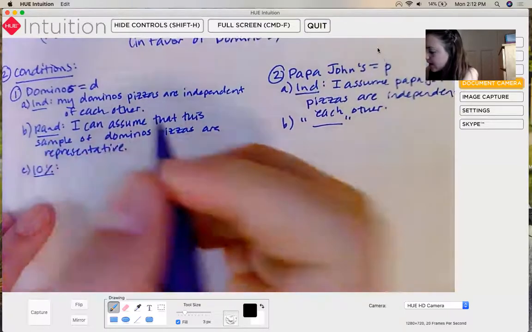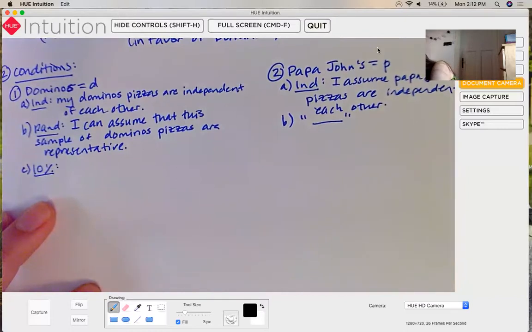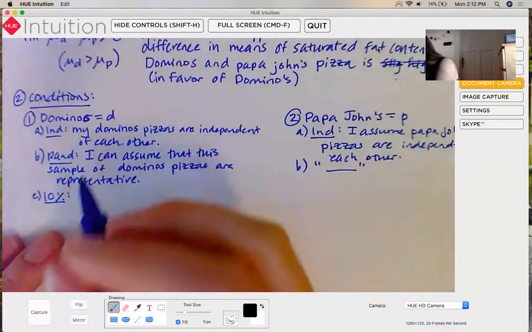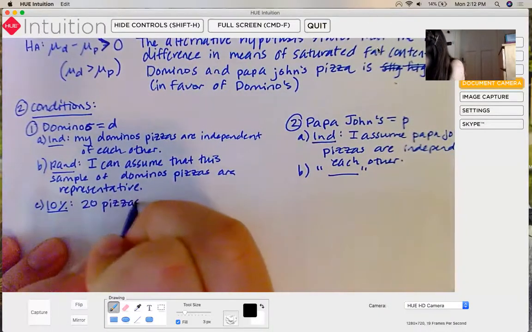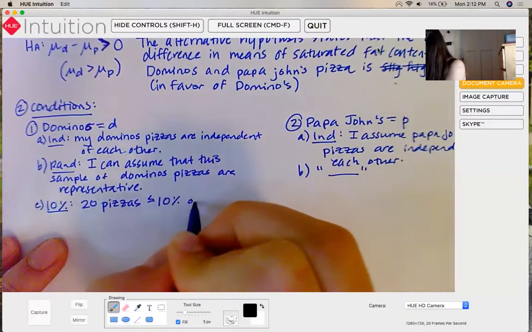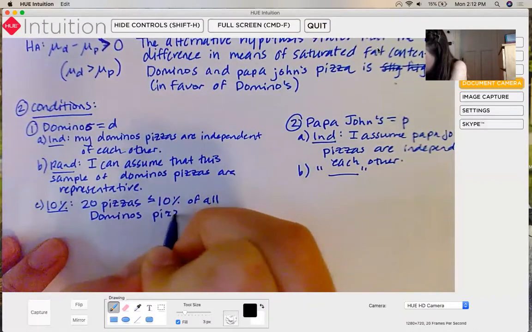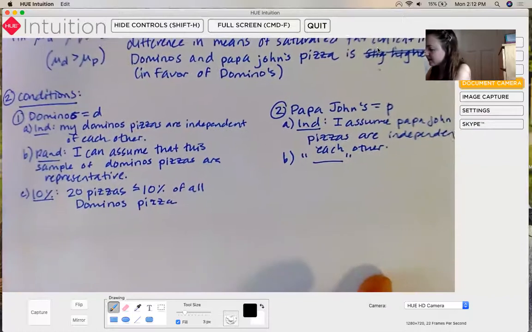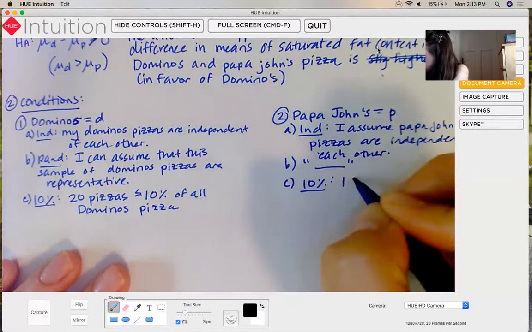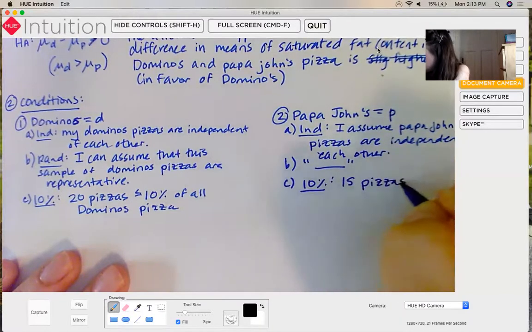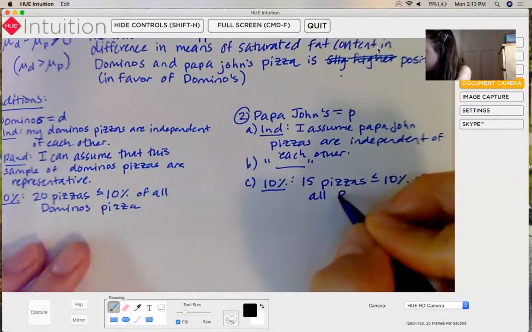Okay? I'm going to assume that my sample sizes are indeed less than or equal to 10% of all pizzas by Domino's. Okay, so for this one, I could say 20 pizzas. This is my Domino's pizzas are less than or equal to 10% of all Domino's pizzas. Not all pizzas, but specifically all pizzas that are produced from Domino's. And then I could say the same here, 10% rule tells me that the 15 pizzas are less than or equal to 10% of all pizzas from Papa John's.